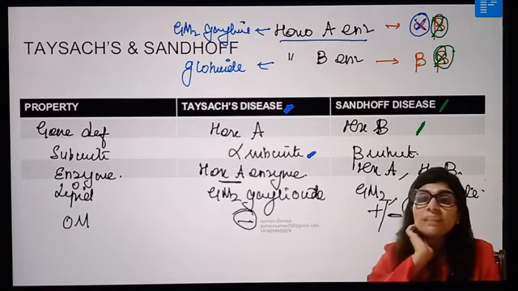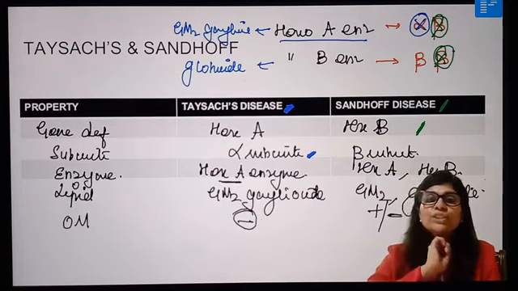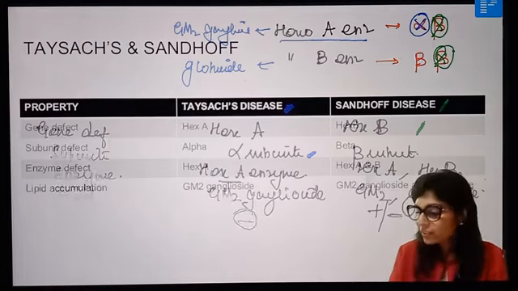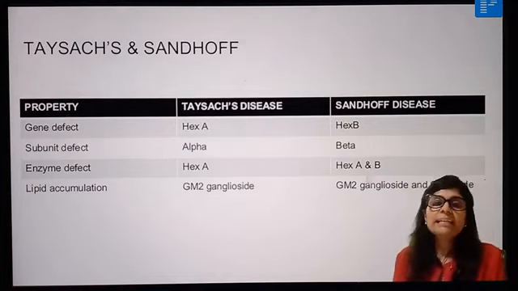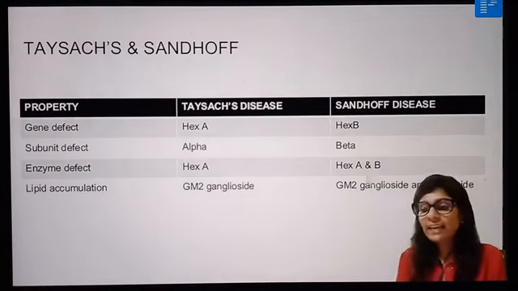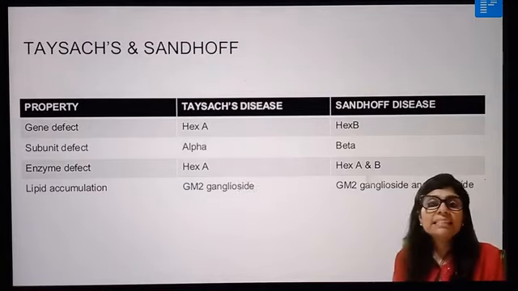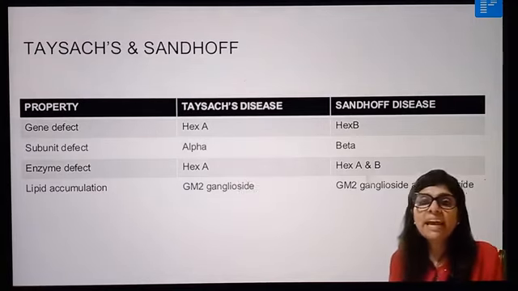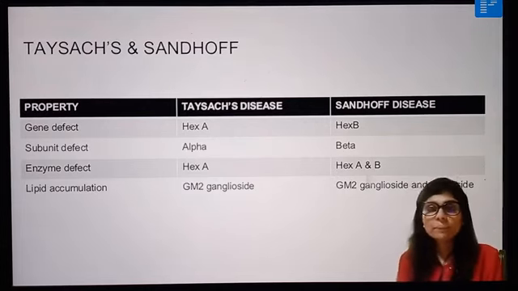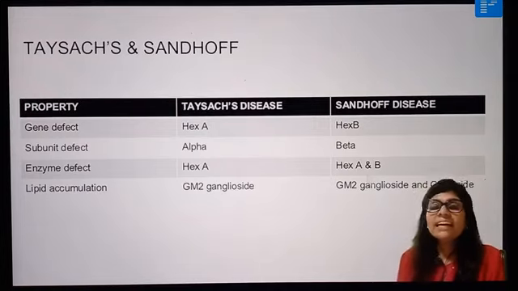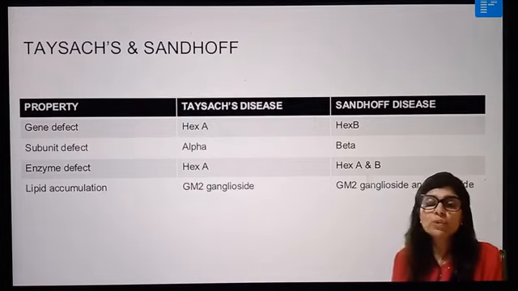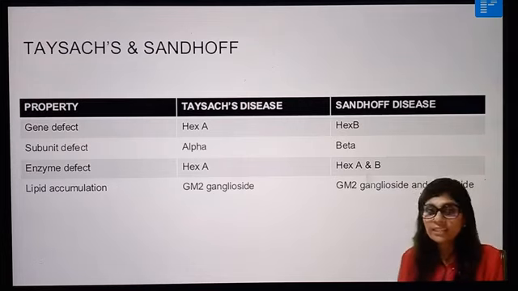Can you all repeat this? In Tay-Sachs, which gene is defective? Hexosaminidase A gene is defective. In Sandhoff, B gene. A gene codes for alpha subunit, B gene codes for beta subunit. In Tay-Sachs, only hexosaminidase A enzyme is defective. In Sandhoff, both hexosaminidase A and B enzymes are defective. In Tay-Sachs, only GM2 gangliosides accumulate. In Sandhoff, both GM2 ganglioside and globosides accumulate.